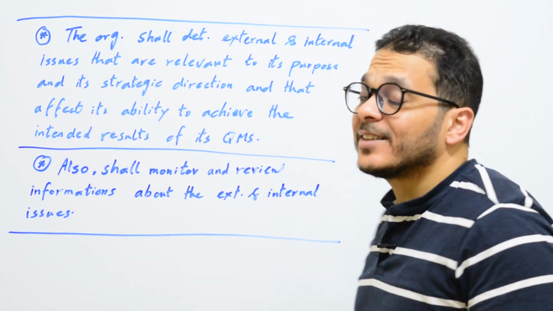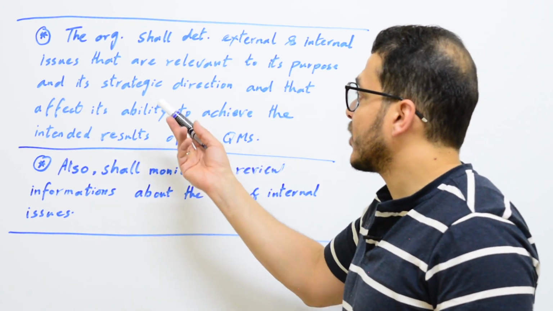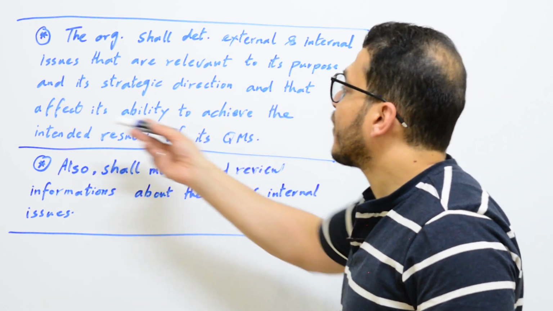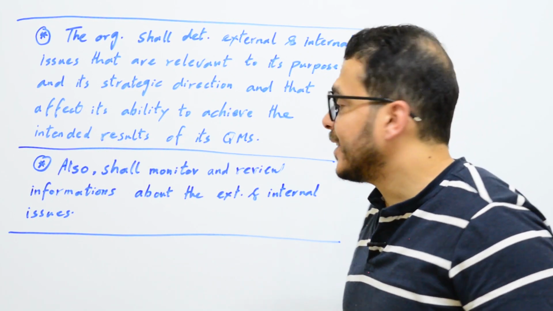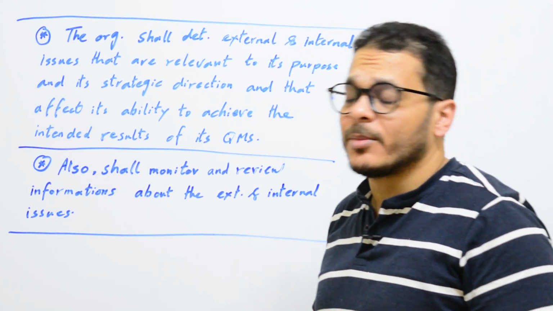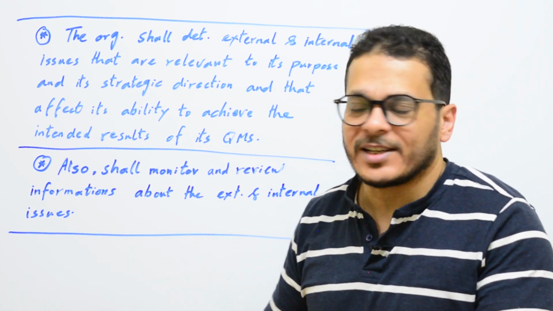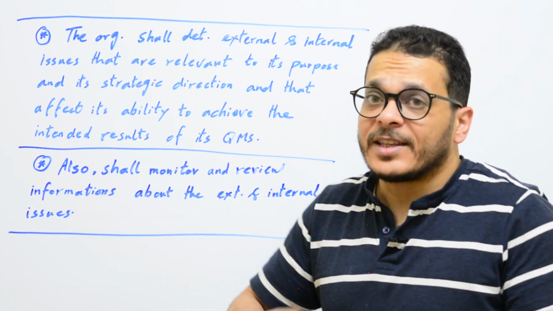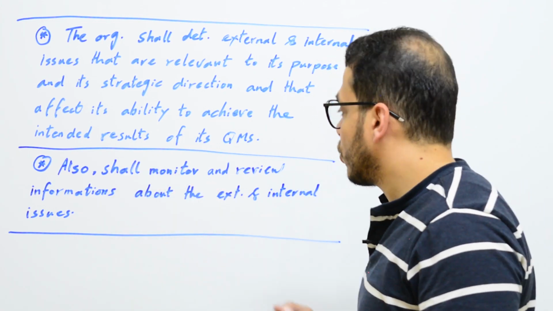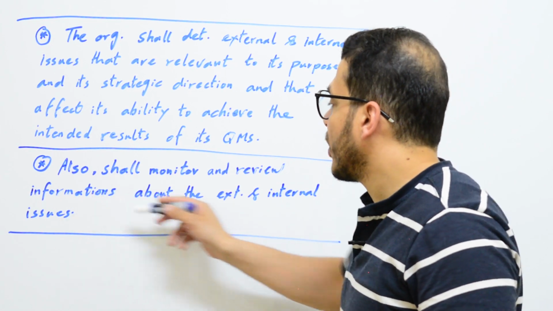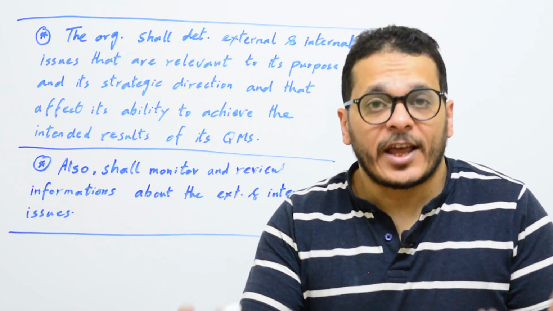So the organization shall determine external and internal issues that are relevant to its purpose and its strategic direction, and that affect its ability to achieve the intended results of its quality management system, so they should handle or deal with these issues, whether eliminate or use as an opportunity. And also after they determine, they may have new issues, so they shall monitor and review information about the external and internal issues. If they have new opportunities or risk, they shall deal with that.